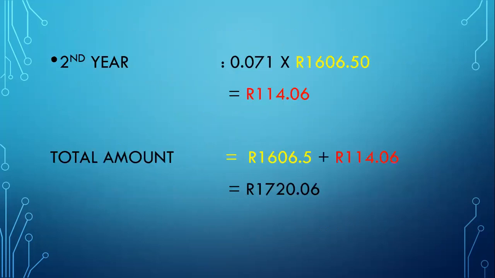Then to calculate the accumulated amount after 2 years, we are going to take the amount that's accumulated in the first year of 1,606 Rand and 50 cents. We multiply that by the interest rate of 0.071. Then the interest on the second year is 114 Rand and 6 cents. Then the total amount will be 1,606 Rand and 50 cents plus the interest of 114 Rand and 6 cents. And then the total amount after 2 years will be 1,720 Rand and 6 cents.